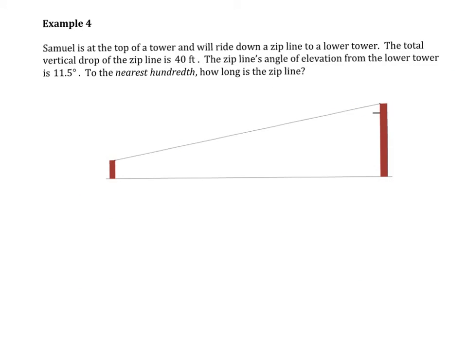Example 4. Samuel is at the top of a tower and will ride down a zip line to a lower tower. The total vertical drop of the zip line is 40 feet. The zip line's angle of elevation from the lower tower is 11.5 degrees. To the nearest hundredth, how long is the zip line? So how long the zip line is x. The vertical drop of the zip line is 40 feet, and the angle of elevation is 11.5 degrees.